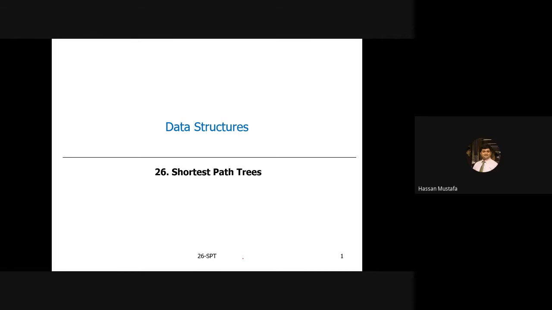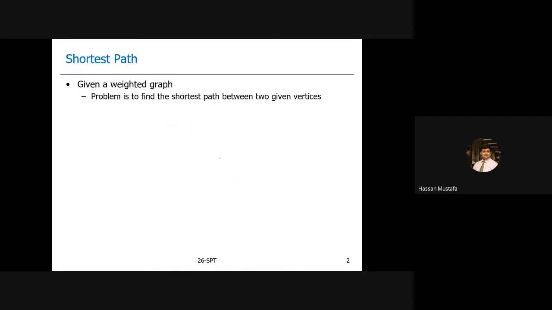In this lecture, we'll discuss the shortest path algorithms, or shortest path trees algorithms. So, what's the shortest path? If we have a weighted graph, or even if the weights of all the edges are the same, we can still say that this is a weighted graph. We need to find the path between two given vertices that has the least cost.